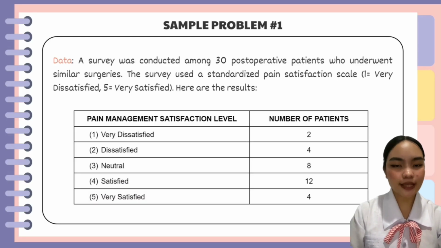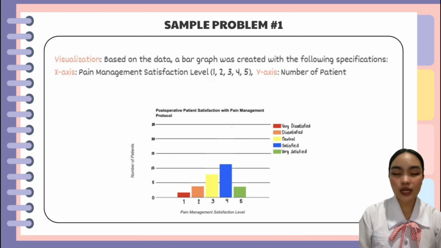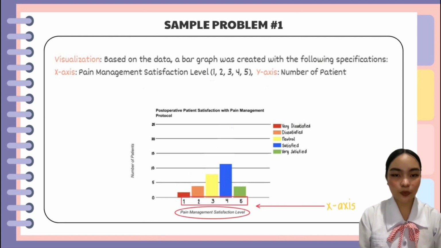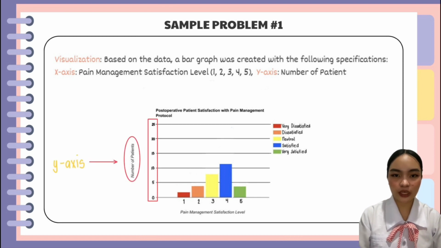So to better understand the distribution of patient satisfaction, a bar graph was created. As you can see in the graph, the x-axis represents the pain management satisfaction level, while the y-axis shows the number of patients.